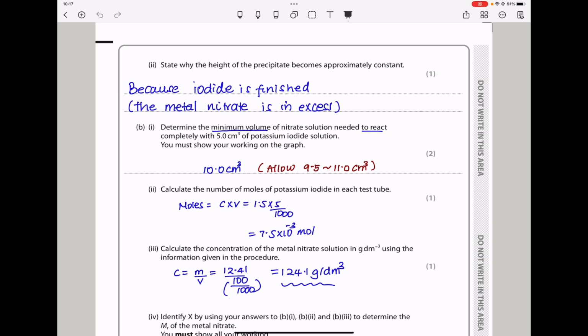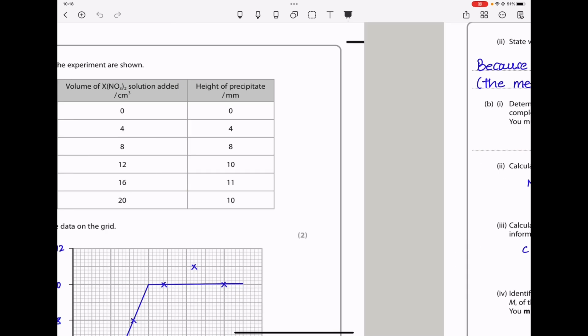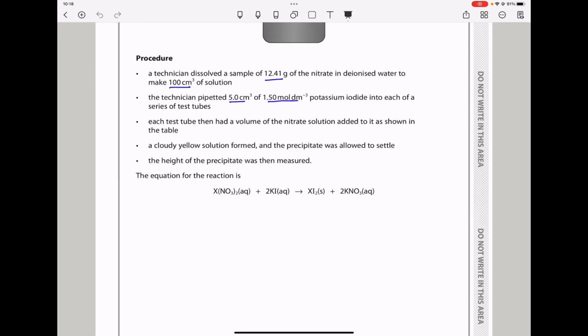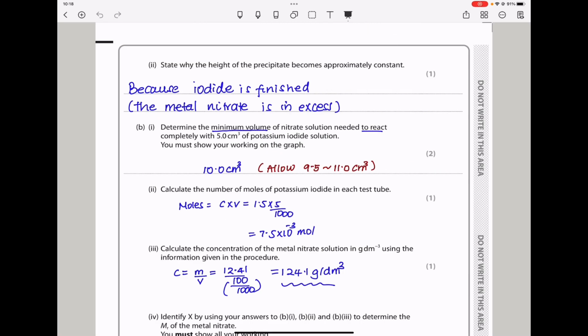Here they say, state why the height of the precipitate becomes approximately constant. Now, if you go back to this reaction, we are reacting a metal nitrate with potassium iodide and observing the precipitate formed. If the precipitate stops increasing, it means one of these has been used up. Since this is continuously added, it means potassium iodide is used up because the metal nitrate is in excess. So here I say it, because iodide is finished, the metal nitrate is in excess.